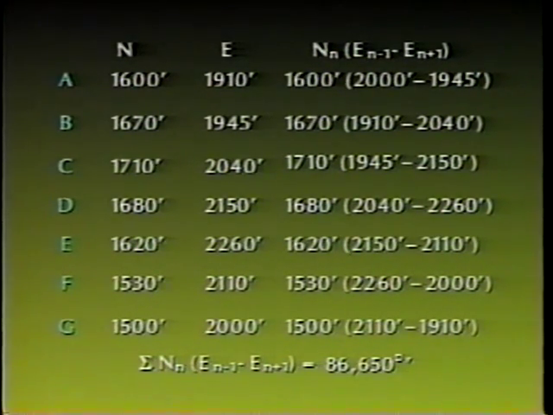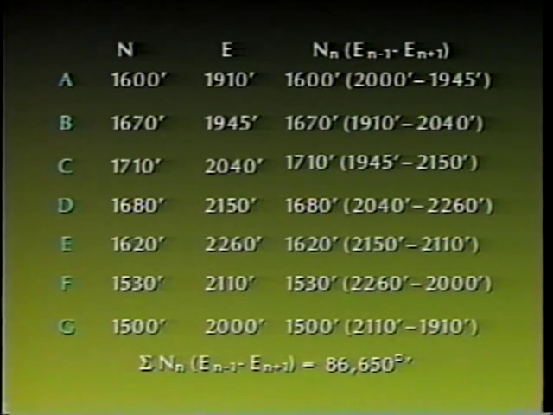Next, n sub 2 times the quantity e sub n minus e sub 3 becomes n sub b times the quantity e sub a minus e sub c, or 1670, the northing of b, times the quantity 1910, the easting of a, minus 2040, the easting of c. This is a minus 130. A plus 1670, n sub b, times a minus 130, which is the product of e sub a minus e sub c, equals a minus 271,100 square feet. Put this in the minus column.